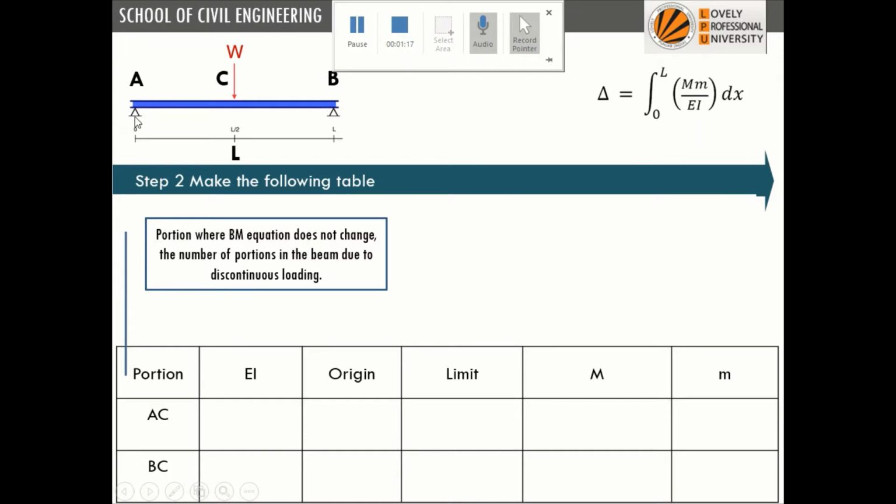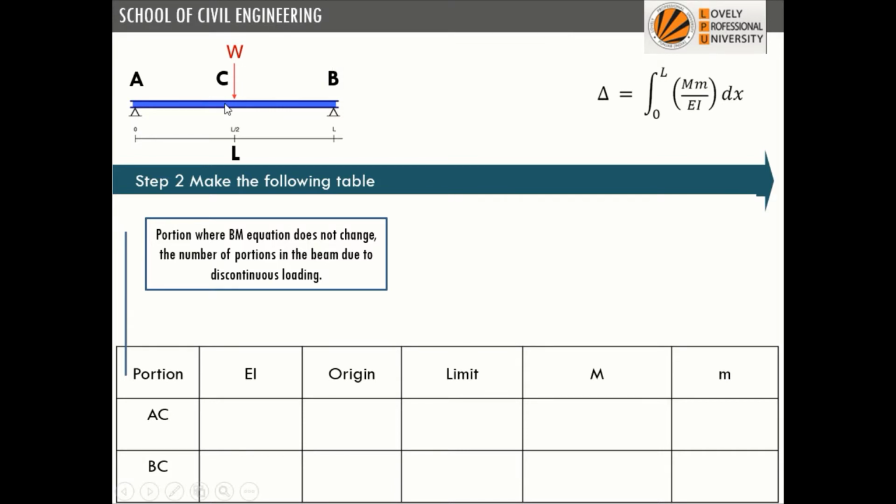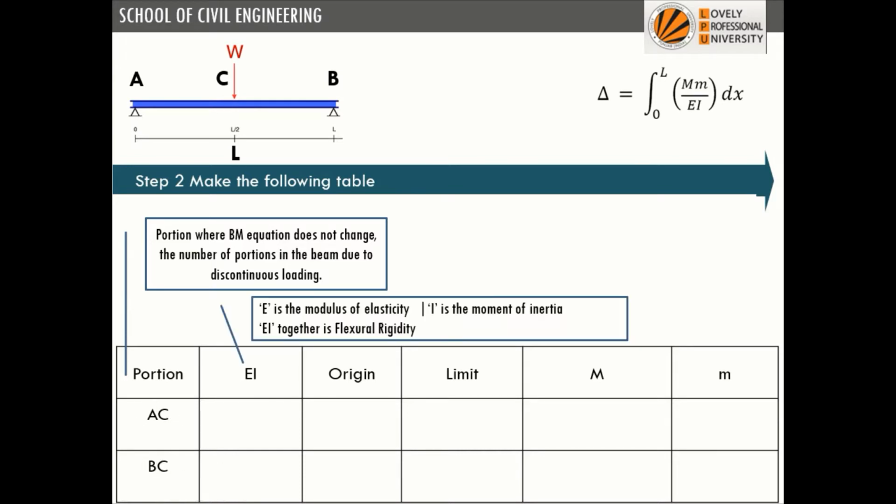Suppose we consider portion AC, and we consider a section here. We'll find that the bending moment equation is RA into x. And similarly, if we cross the point load, we find that now the bending moment expression is changing. So we understand that now we have to split the entire beam into two parts, that is portion AC and BC. E is the modulus of elasticity and I is the moment of inertia. Together they are known as EI, together they are called flexural rigidity. And very well we can see from here that delta is inversely proportional to EI.